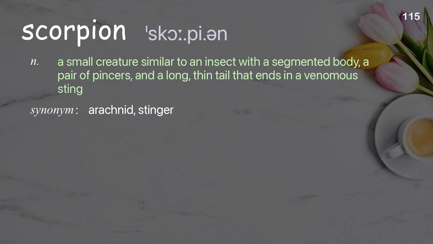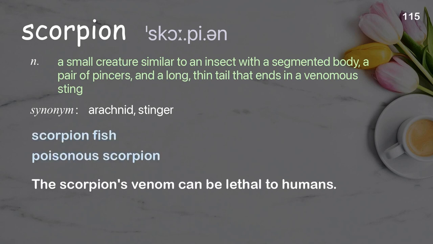Scorpion. A small creature similar to an insect with a segmented body, a pair of pincers, and a long, thin tail that ends in a venomous sting. Examples. Scorpion fish. Poisonous scorpion. The scorpion's venom can be lethal to humans.